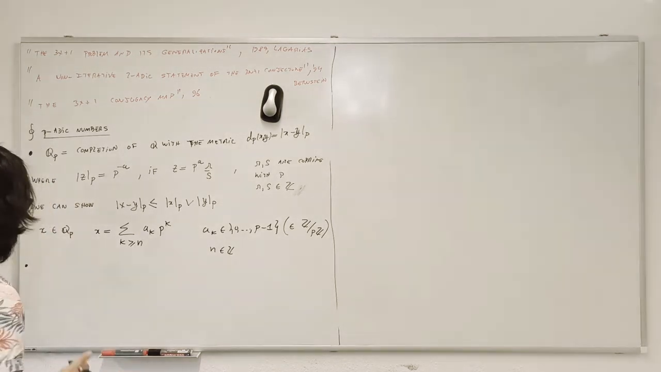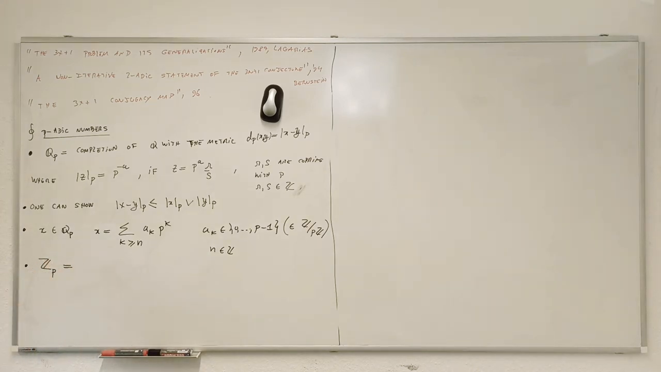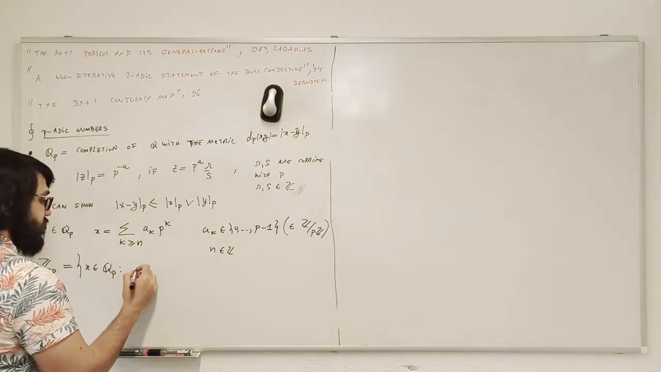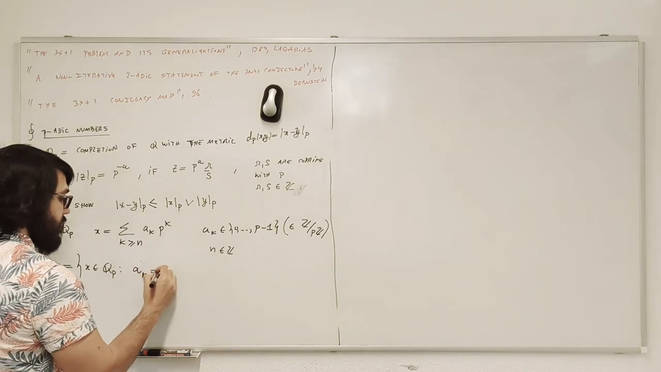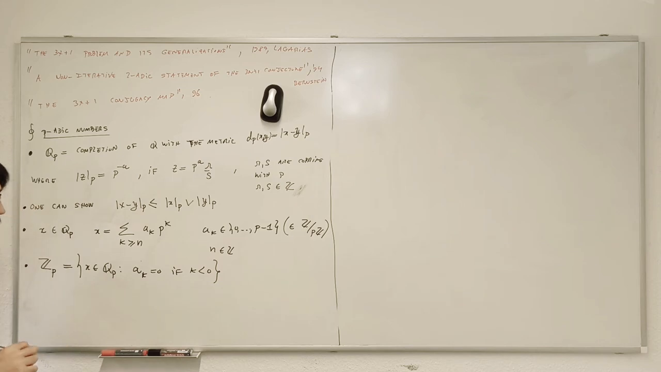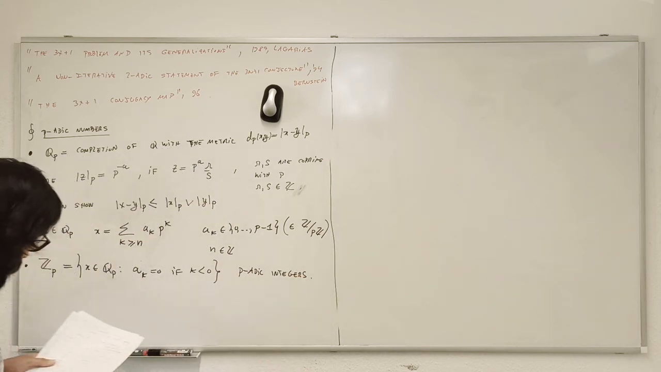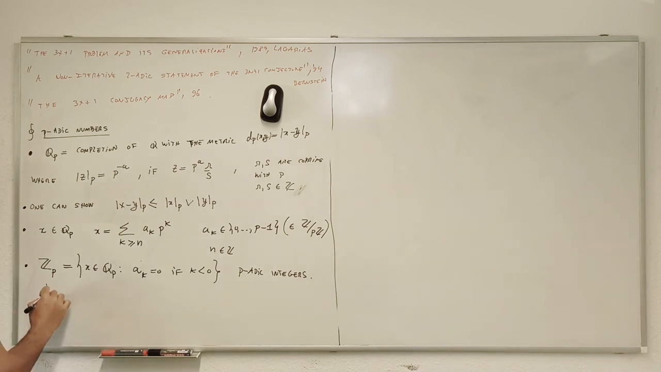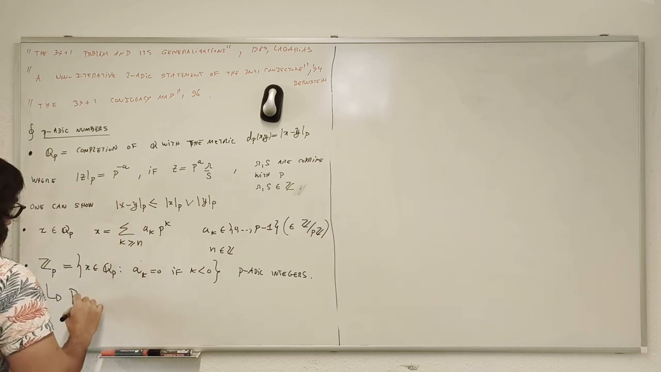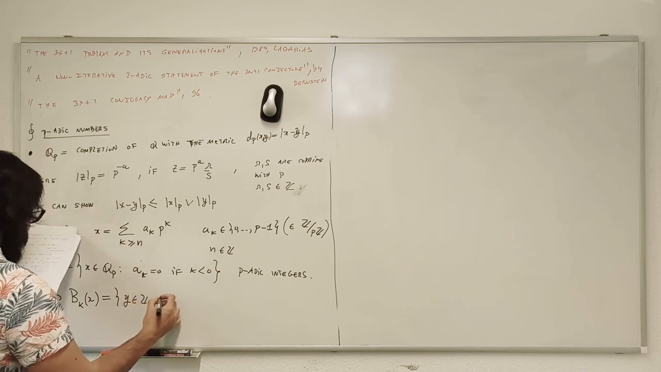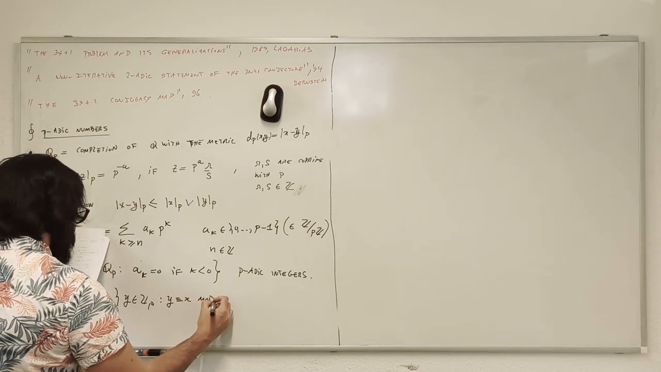Then you have the p-adic integers, which we denote by Z_p, which will be exactly those p-adic numbers such that their expansion starts only with k greater than or equal to 0. So these will be the p-adic integers. In the p-adic integers, you can put a notion of balls. So, for instance, you can say that a ball centered at x would be all those y's such that y is congruent to x mod p to the k.